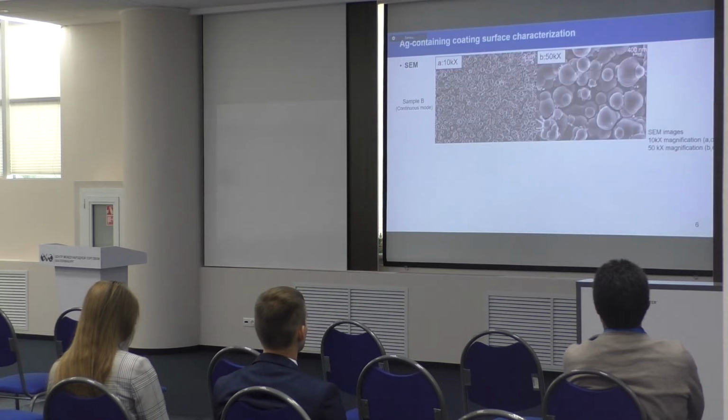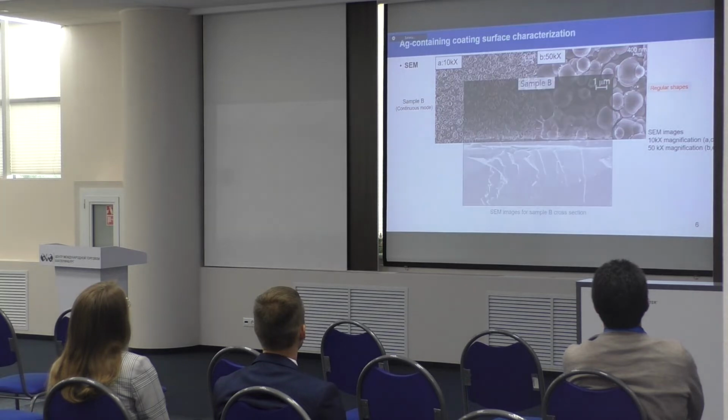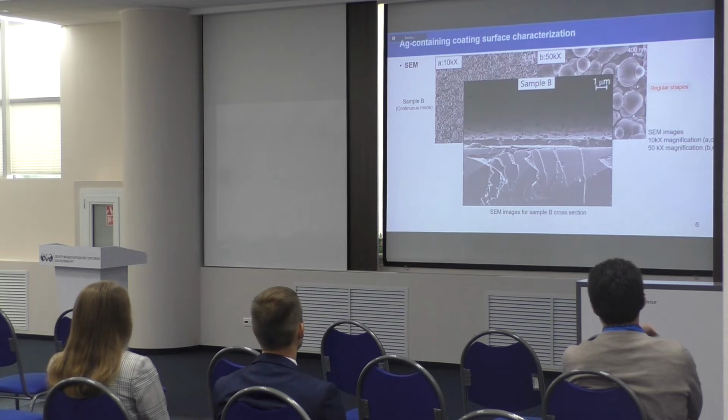Now let's look at the SEM images of sample B treated under continuous mode. The left side gives the SEM image at 10,000 magnification, and the right side shows an image at 50,000 magnification. We found that there are many nanocapsules or nanospheres with regular shape in the coating. We also checked the cross-section of sample B and found out that coatings consist of a layer of polymeric matrix with nanocapsules embedded inside and grafted on the coating.